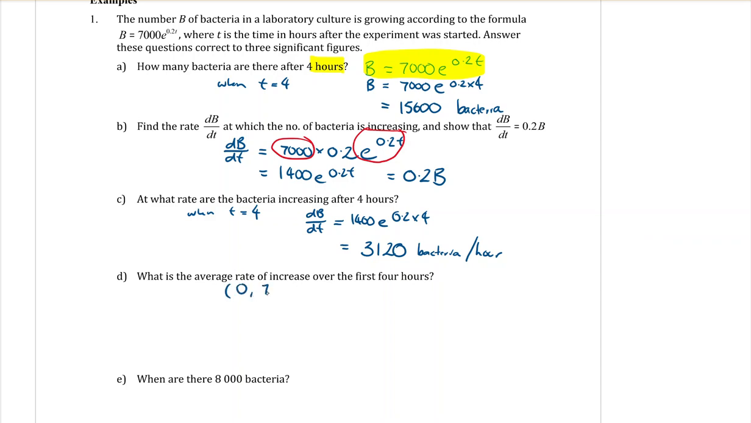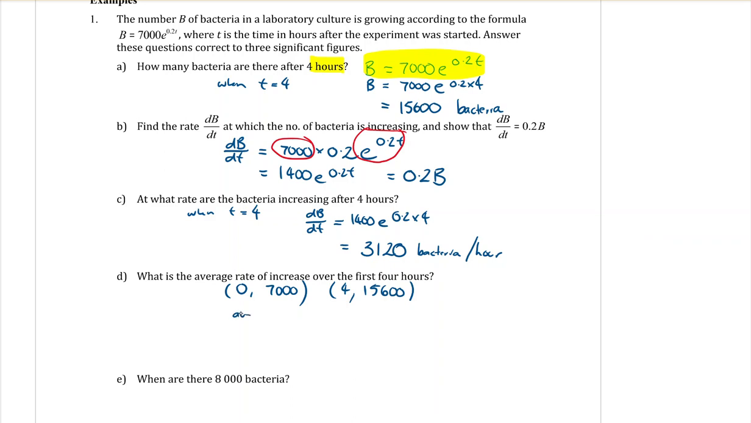The starting point, when time equals 0, I'm about to write it. How many bacteria do we have at time equals 0? 7,000. So that's my first point. At time equals 4, how many bacteria do we have? Yes, that's the one we found in part A. Okay, so there are my 2 points.